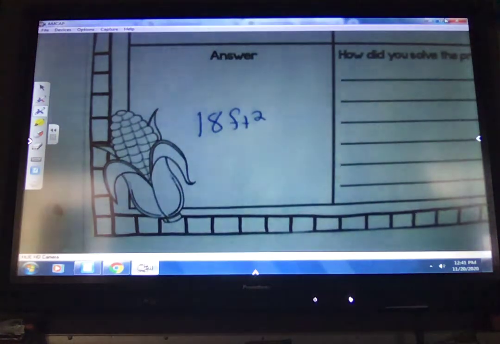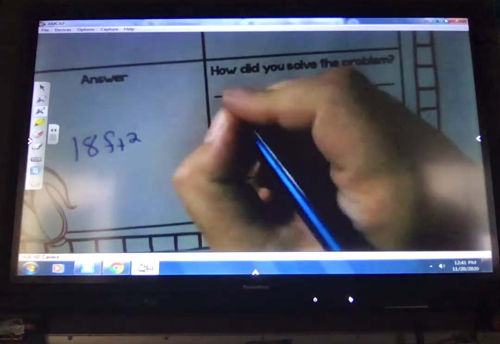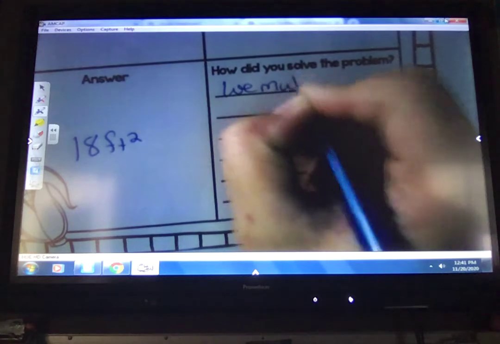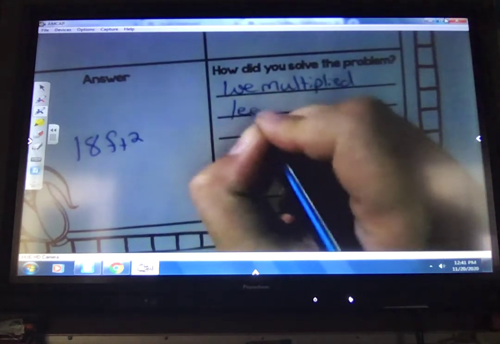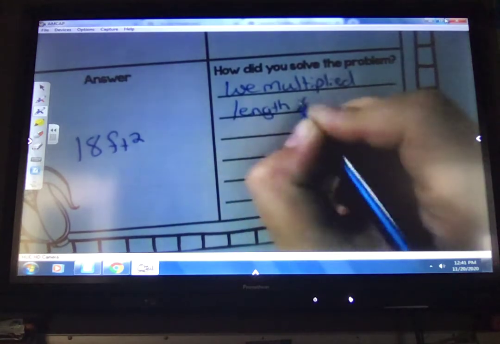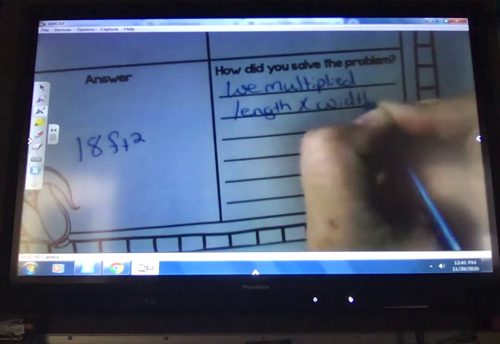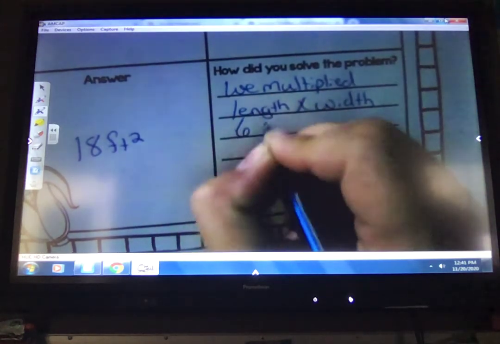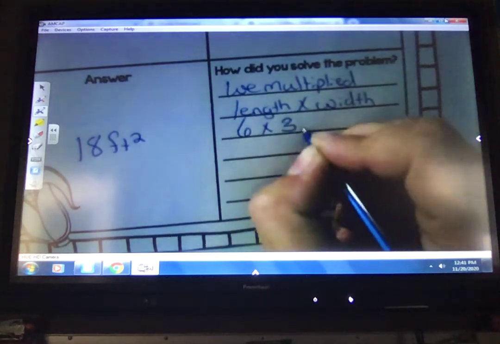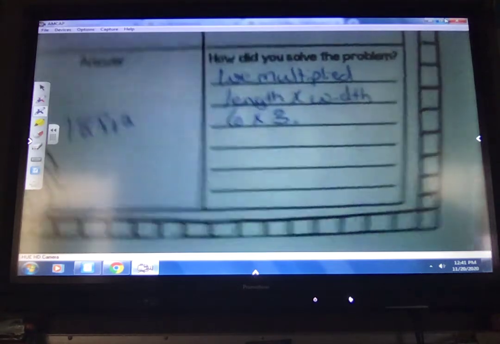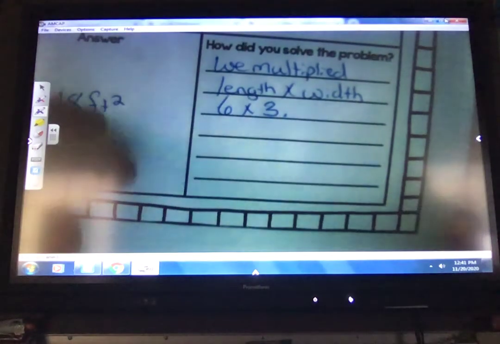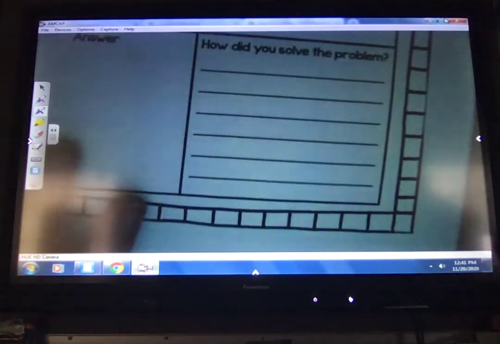How did we solve the problem? We multiplied length times width, which was 6 times 3. That's how we solved the problem. Length times width. Area is length times width. All right, your next word problem.